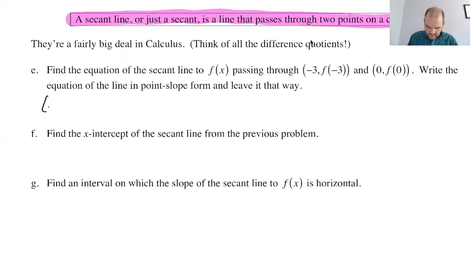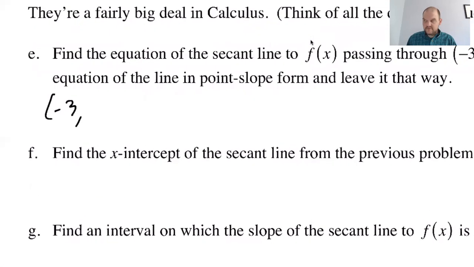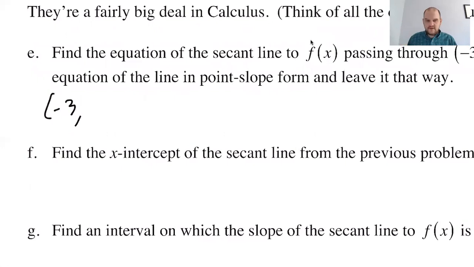So -3, and then from the table, f of -3 is 1. I'm assuming you have the table in front of you. Otherwise, I don't know, find the table. And then f of 0, so 0, f of 0 in the table is -2.